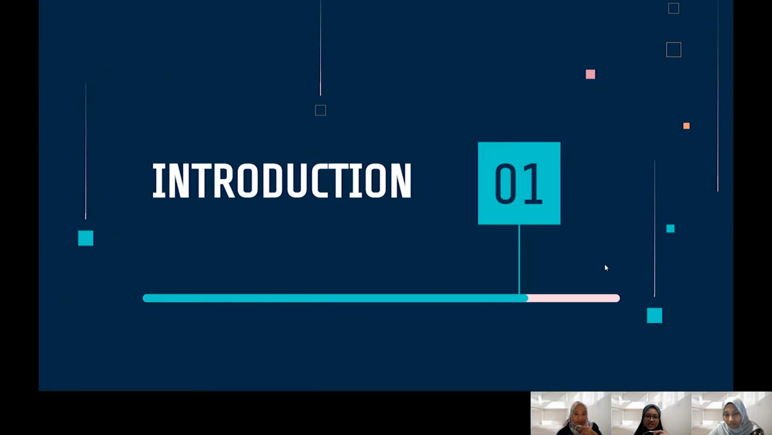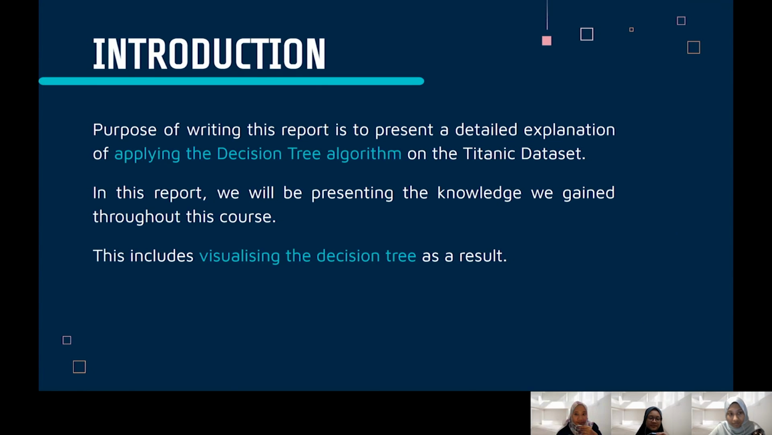As an introduction, the purpose of us writing this report is to present a detailed explanation of applying the decision tree algorithm on the Titanic dataset, which is the dataset that we have chosen for this project. In this report as well, we will be presenting the knowledge we gained throughout the whole course of machine learning and include visualizing the decision tree as a result.